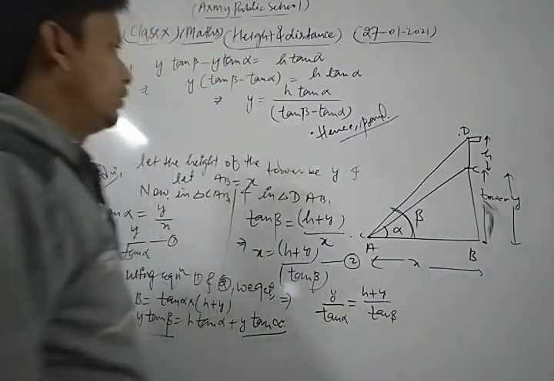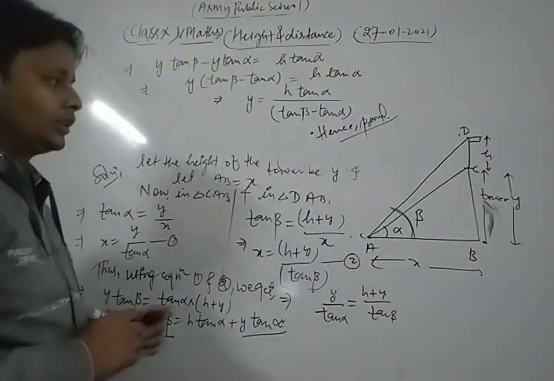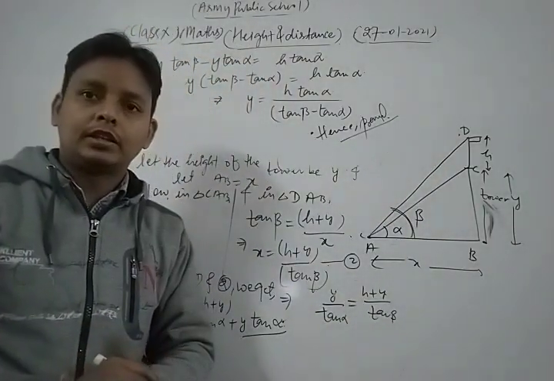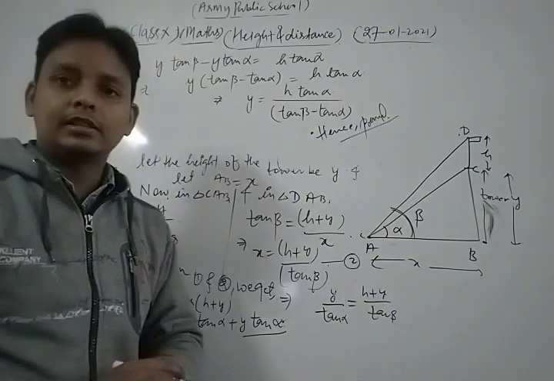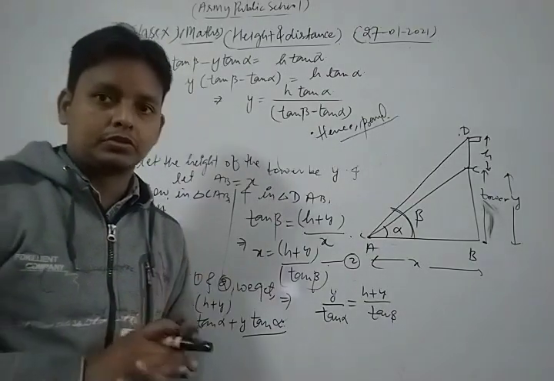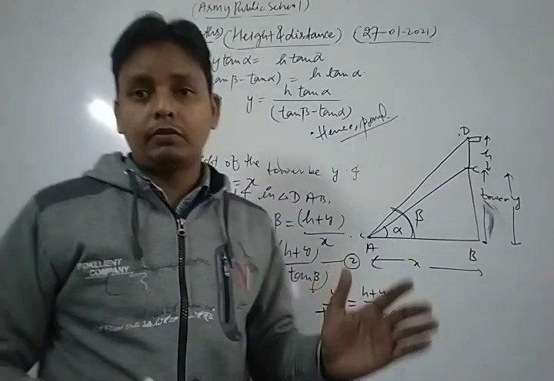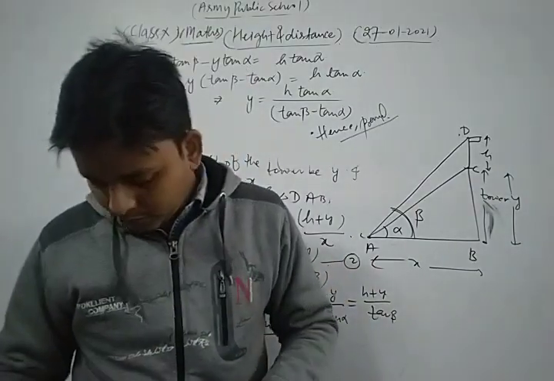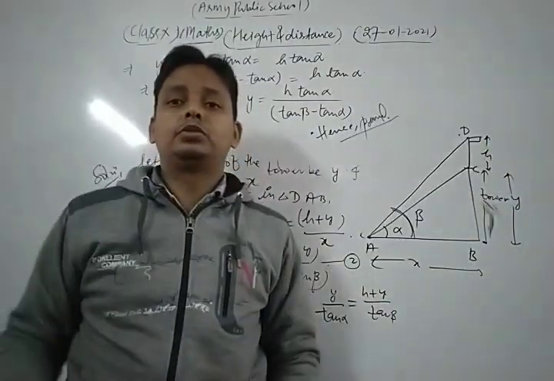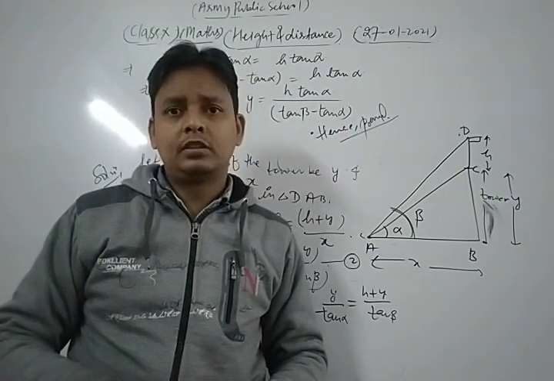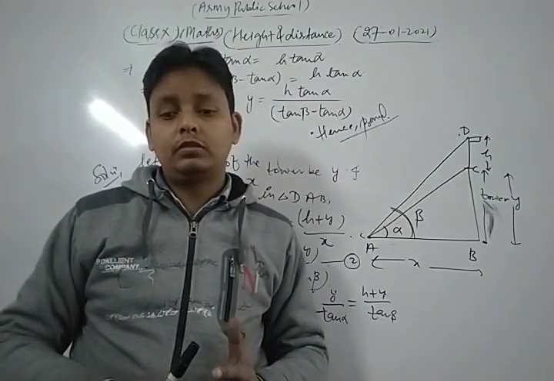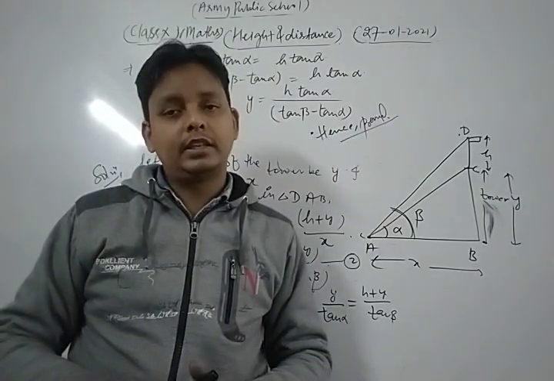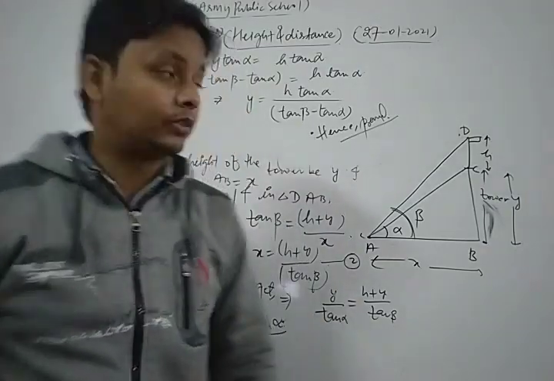This is the height of the tower. Now we have to show that the height of the tower is h tan alpha upon tan beta minus tan alpha. This is our required solution. So dear students, in this way, first of all, you revise all the questions which we discussed in that class. After that, you can solve each and every question of your NCERT exercise based on those questions.